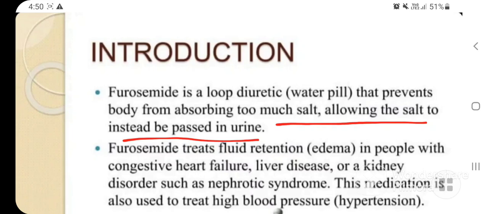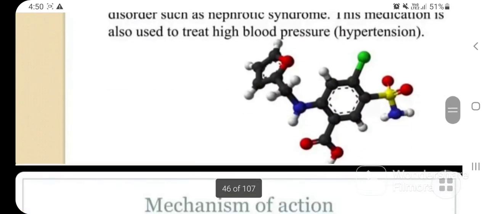Then furosemide treats fluid retention, that is edema, swelling of the legs. You know that due to this fluid retention, that is edema, swelling of your legs, hands, face, occurs in some people who are suffering from kidney failure or liver failure. They especially have this type of problem. Congestive heart failure, liver disease or any kidney disorder, nephrotic syndrome. This medication is also used to treat high blood pressure. Furosemide is also used to treat hypertension. This is the introduction.